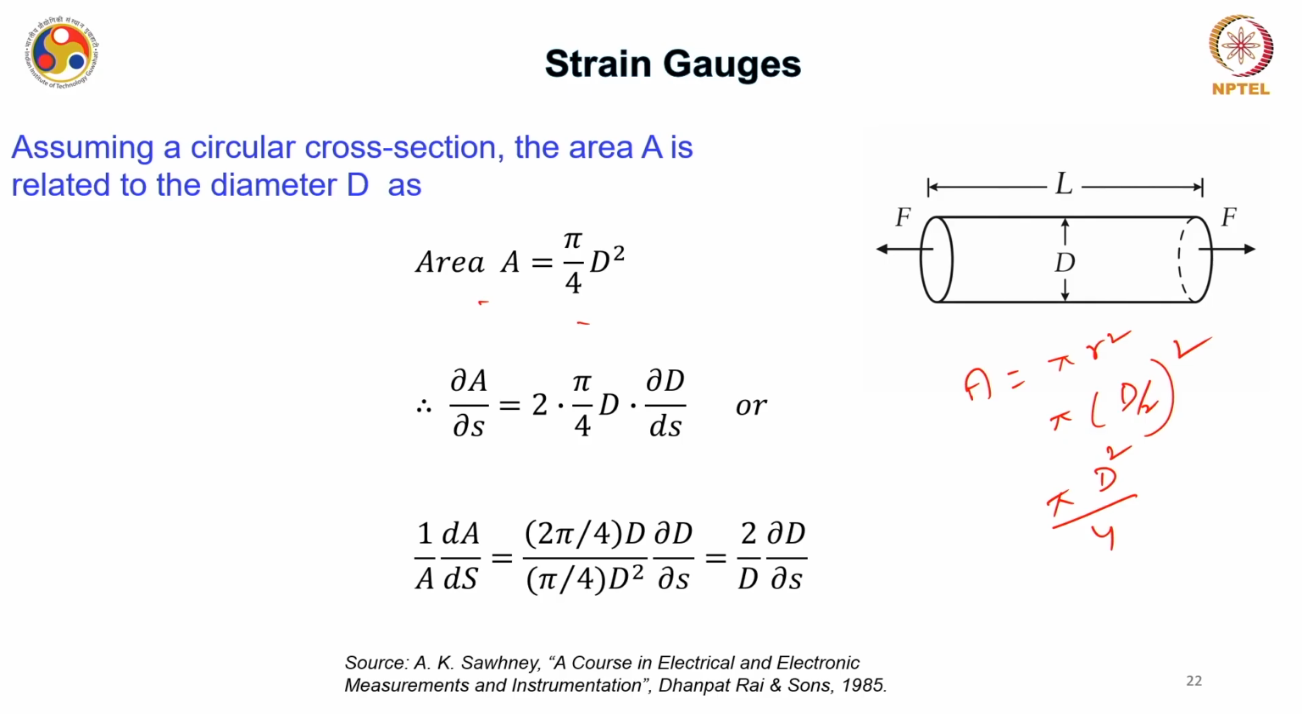Now let us calculate del A by del S. If I calculate del A by del S, it is equal to 2 into pi by 4 into d, then del d by del S, or 1 by A. If I again normalize it, 1 by A del A by del S is equal to 2 pi by 4 d by pi by 4 d square into del d by del S, or if you simplify it, you get 2 by d del d by del S. So, 1 by A del A by del S is equal to 2 by d del d by del S, and I am calling this equation, say 3.